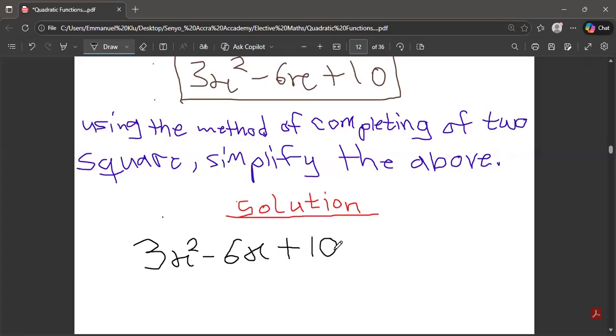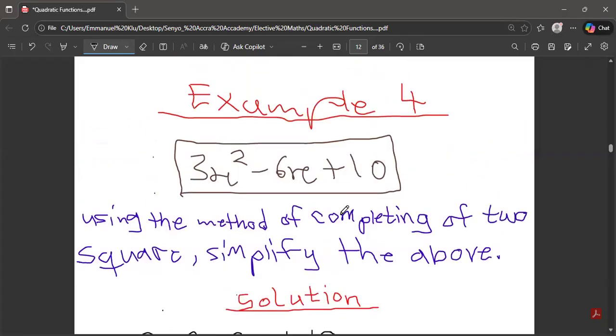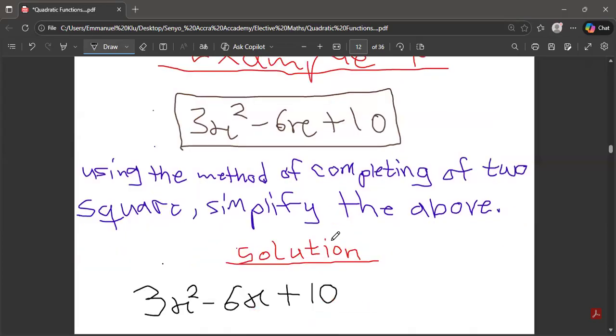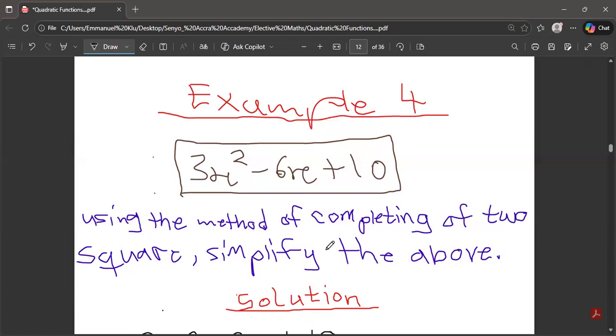If you are being asked to simplify a quadratic equation, or you are being asked to find the turning point on the graph, and they say you should use completing the square, at least you'll be able to apply that method. So when you have a question like this, what are you supposed to do? We are talking about quadratic functions. So at the end of the day, we are supposed to simplify the above. That is, we are supposed to tell the examiner whether it is a minimum value or a maximum value.